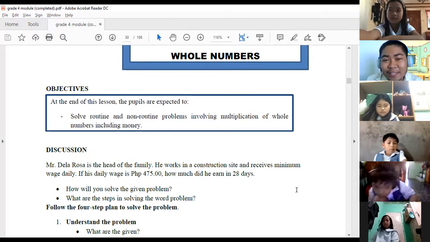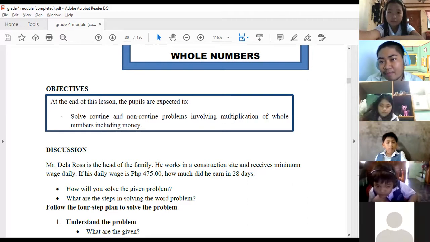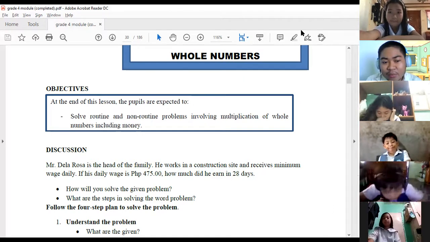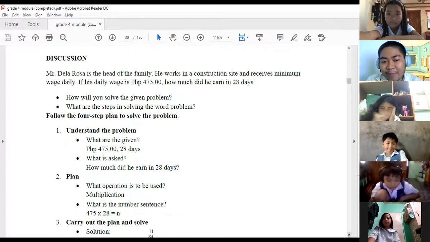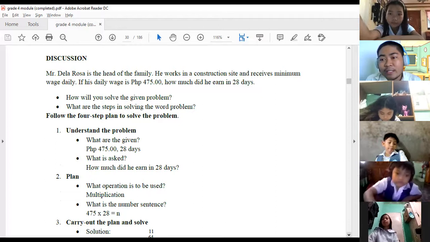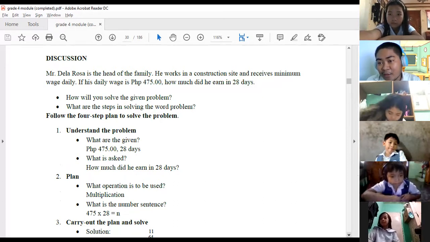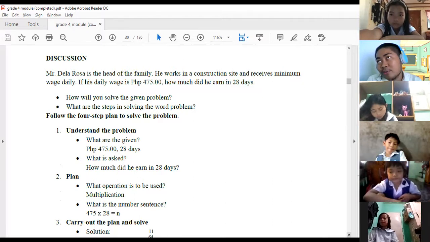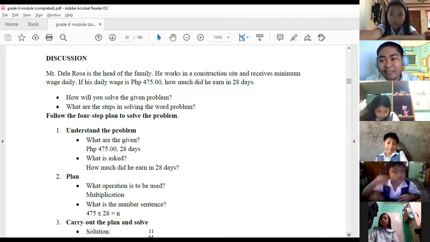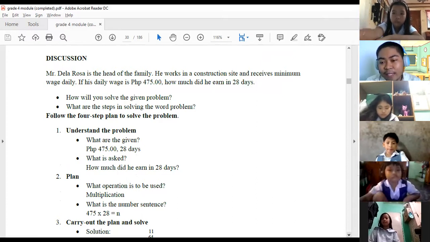Okay, so what are the steps we need to follow in order for us to solve a word problem? The first step is to understand the problem, tama? You can't solve the problem without understanding it. So, anong una dapat na tinatanong? What are the givens? Noong intermediate kayo, the first step is to know what is asked, tama? Ano ba yung tinatanong?